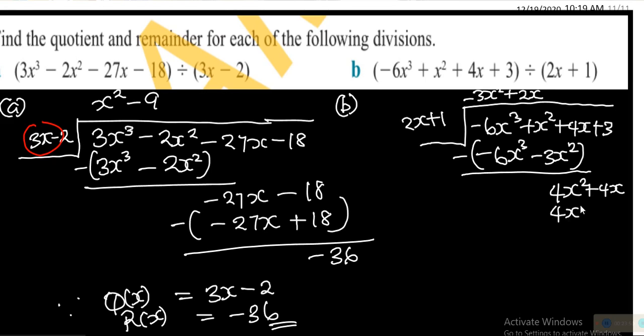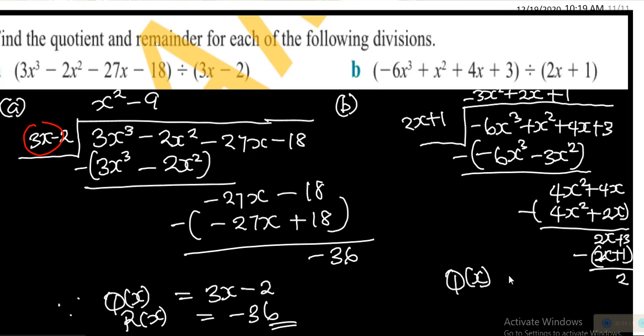So if you multiply, we have 4x squared plus 2x, and then we can subtract that to give us 2x plus 3. So 2x into 2x, we have 1. 2x times 1, we have 2x plus 1, and then if we subtract that, we have 3 minus 1, which is 2. So here, guys, the quotient is minus 3x squared plus 2x plus 1, and the remainder is 2.